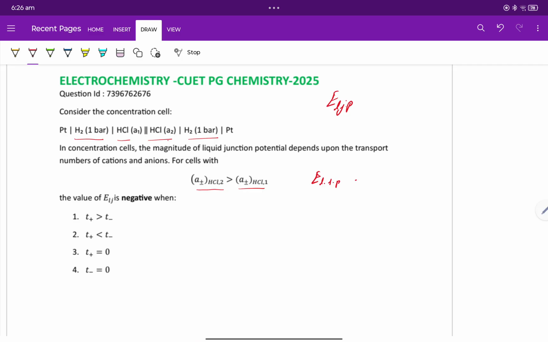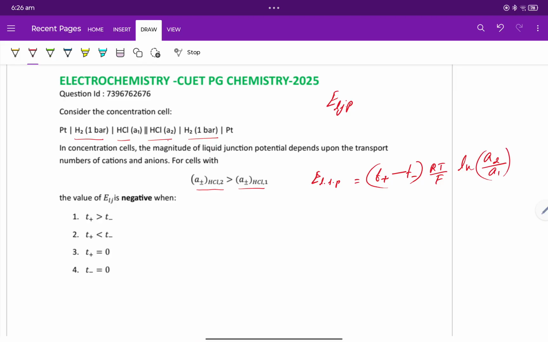ELJP is equal to T plus minus T minus. See, this is a concentration cell with transference. So for a concentration cell with transference, the equation is T plus minus T minus multiplied by RT by F, and here the value is log of A2 by A1.